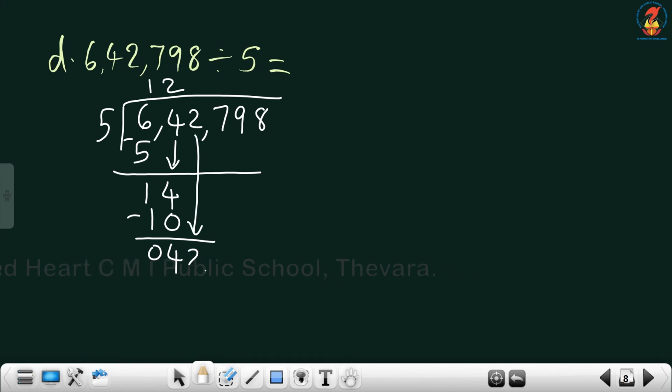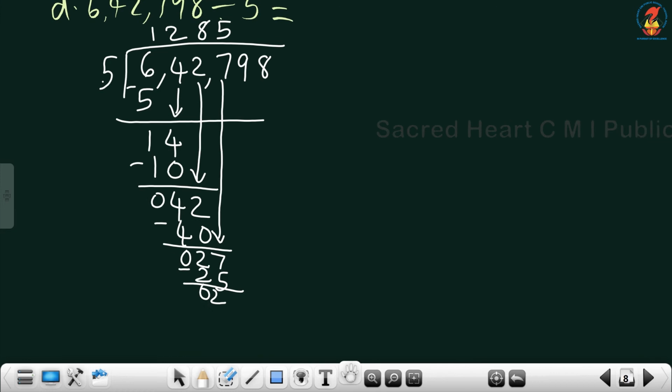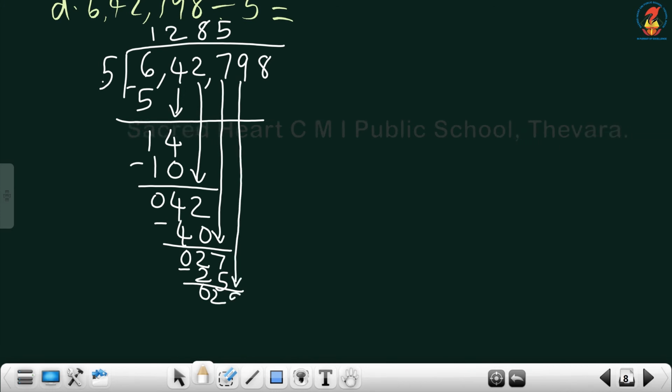Again I need to take the next digit down. It will become 42. 5 into which number? 5 8s are 40. Then the next digit down, that is 27. 5 5s are 25. 5 6s are 30. So I need to take 5 5s are 25. And the remainder is 2. Then the next digit down is 9. Then it will become 29.